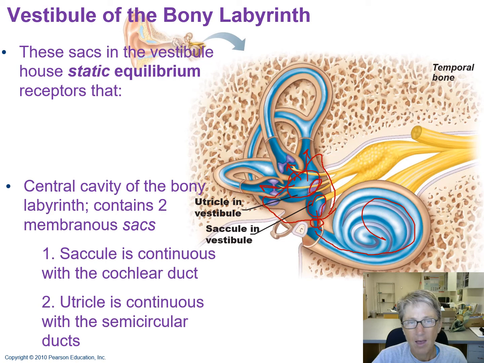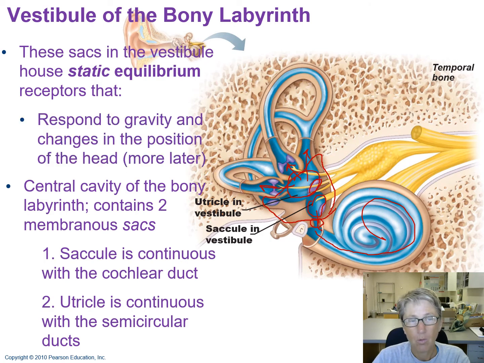And the sacs in the vestibule, so the utricle and the saccule, house static equilibrium receptors. We'll do another video on equilibrium. But these static equilibrium receptors will respond to gravity and changes in the position of your head. But they're not receptors that will respond to rotational movement of your head. They respond to static equilibrium.